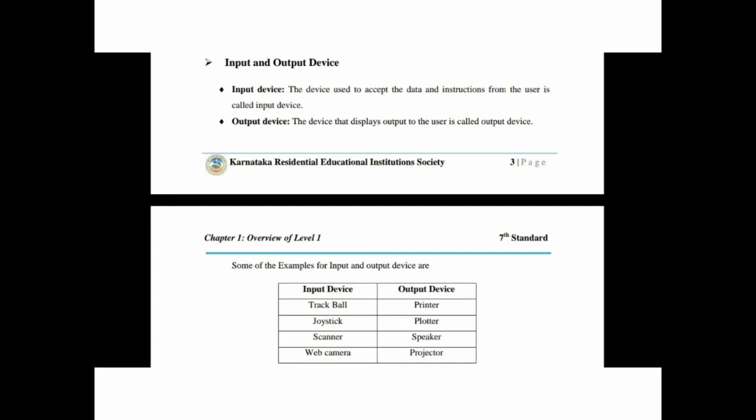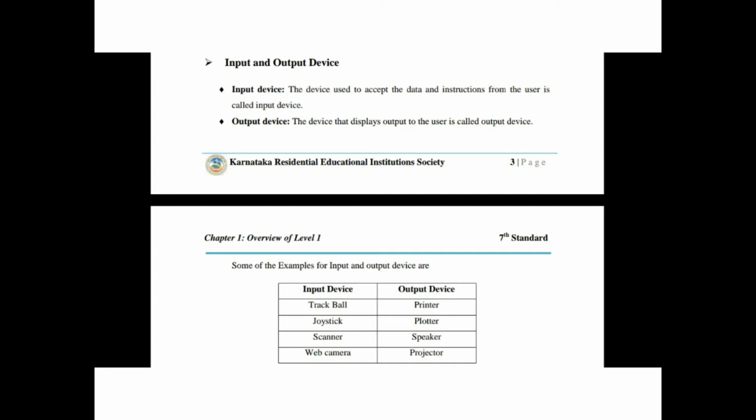Next one, output devices. Similarly, the devices which are used to view output from the computer, those we call output devices. That means the device that displays output to the user. Examples for output devices are monitor, printer, and speaker.